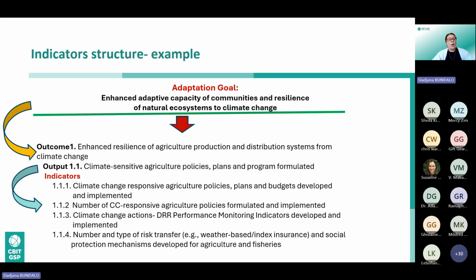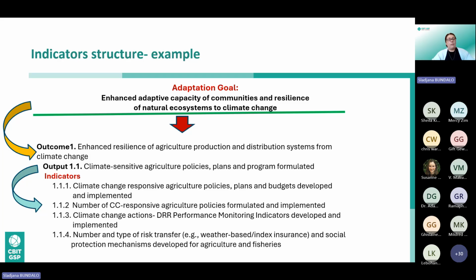At the top level, we establish the national adaptation goals. That can be enhanced adaptive capacity, for example, enhanced adaptive capacity of communities and resilience of natural ecosystems to climate change. As you can see, this is the long-term vision that we are aimed toward, and all subsequent outcomes, outputs, and indicators should be aligned with it.